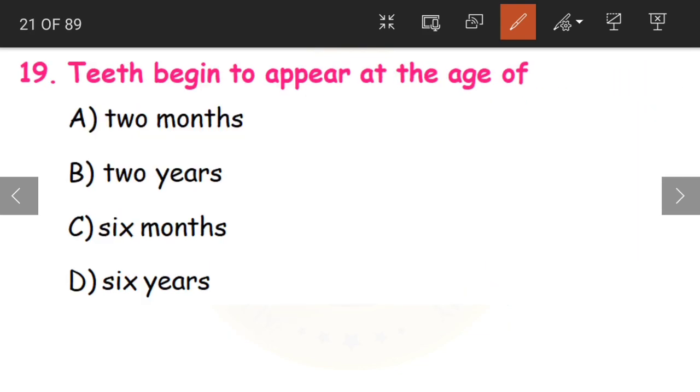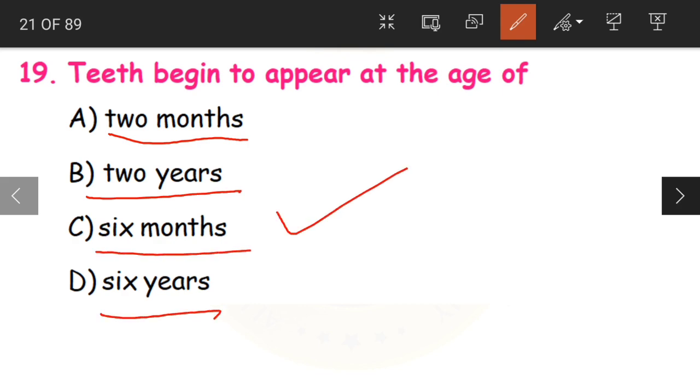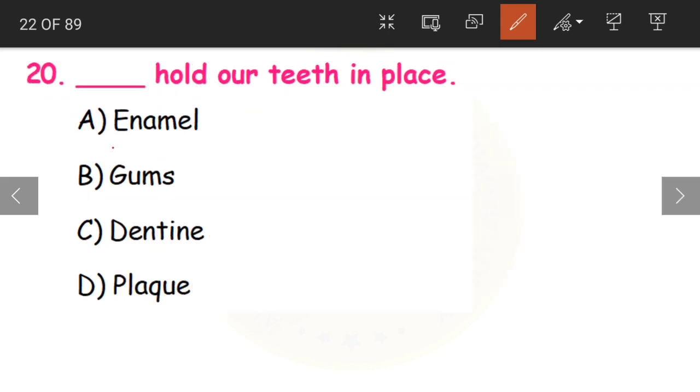Clear? Now 19th question: teeth begin to appear at the age of. So when do we get teeth? For a newborn baby, when do teeth start growing? Is it 2 months, 2 years, 6 months or 6 years? And the answer is 6 months. Clear, children?